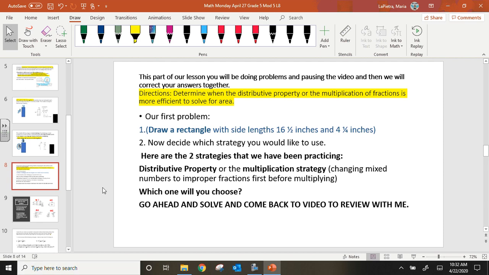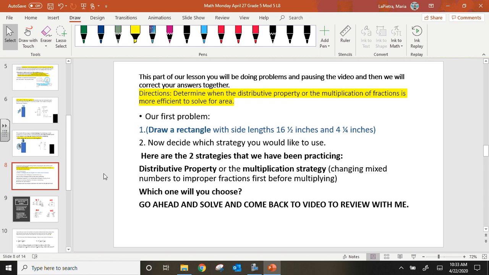Okay, in this part of our lesson, you'll be doing problems and pausing the video, and then we will correct your answers together. So this is our first problem, the directions. We're going to determine when we're going to use the distributive property or the multiplication of fractions. Which one's more efficient to solve for area?